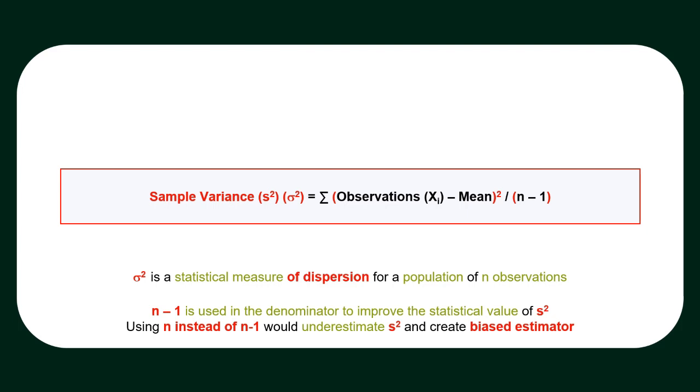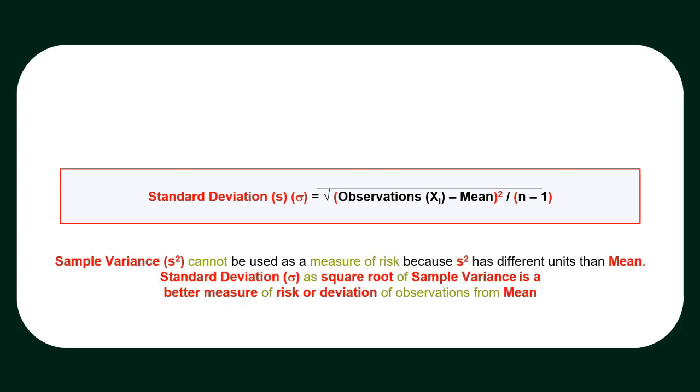It is to be noted that n-1 is used in the denominator to improve the statistical value of sample variance. Using n instead of n-1 would underestimate sample variance and create biased estimator. Sample variance has a unit which is square that of the mean. Finally, we will take square root of sample variance to bring unit of the deviation to that of the mean. Square root of sample variance is called standard deviation, which is used as a measure of risk.